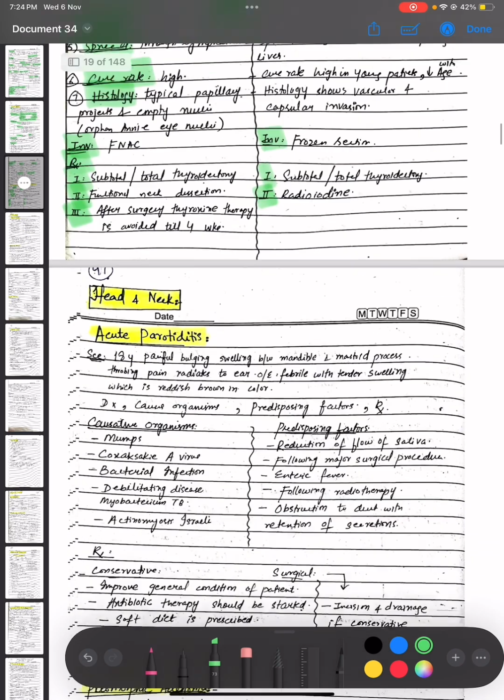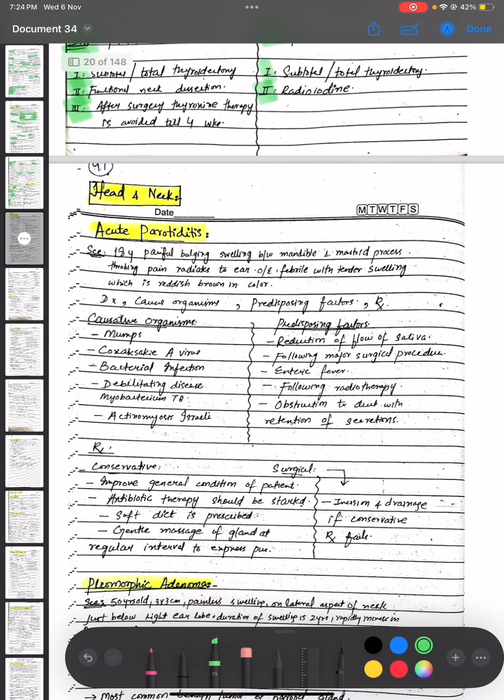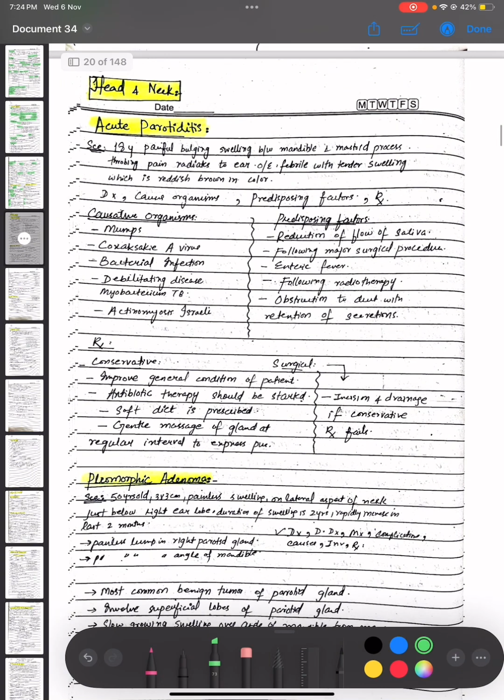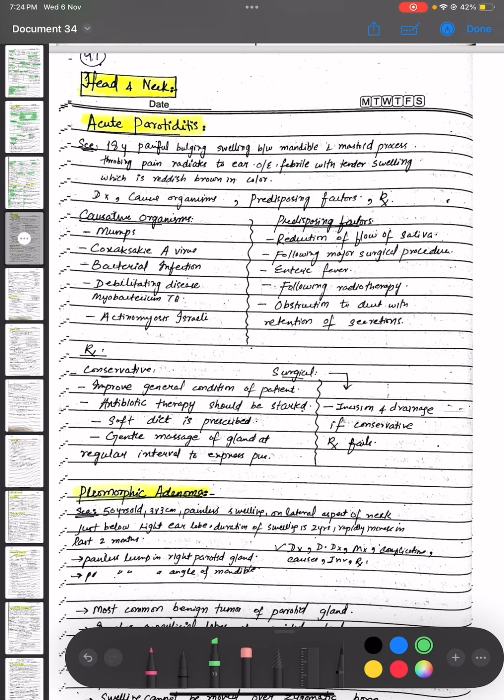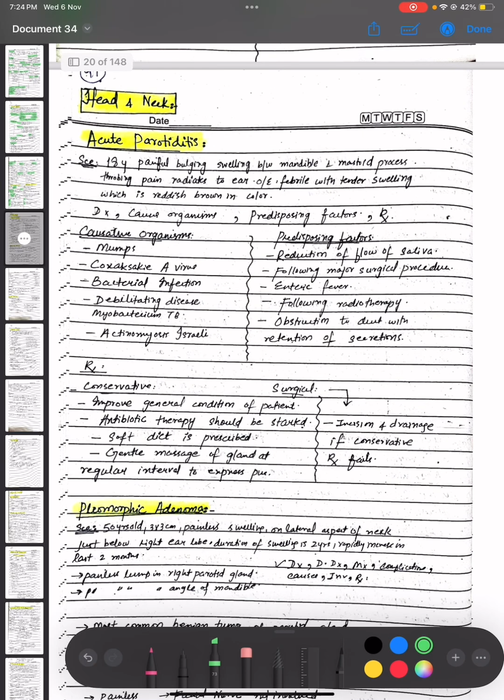Now coming towards head and neck. What is acute parotitis? The scenario is there is an 18 years old patient, painful bulging swelling between mandible and mastoid process. Throbbing pain radiates to the ear. On examination, febrile with tender swelling which is reddish brown in color. So what is the diagnosis? What are the causative organisms? What are the predisposing factors, and what is the treatment?